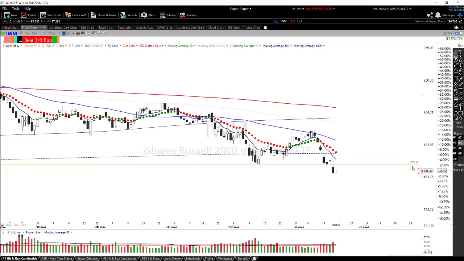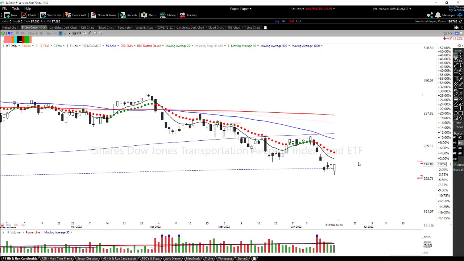IWM needs to get above 169.40 if you want to be bullish somewhere with IWM, or really we need something in the indices to say we're bullish before you go long on anything other than maybe a very short-term relief rally type trade.